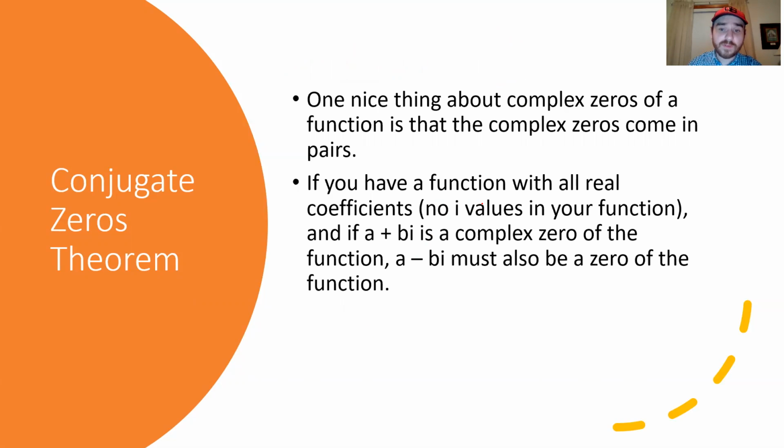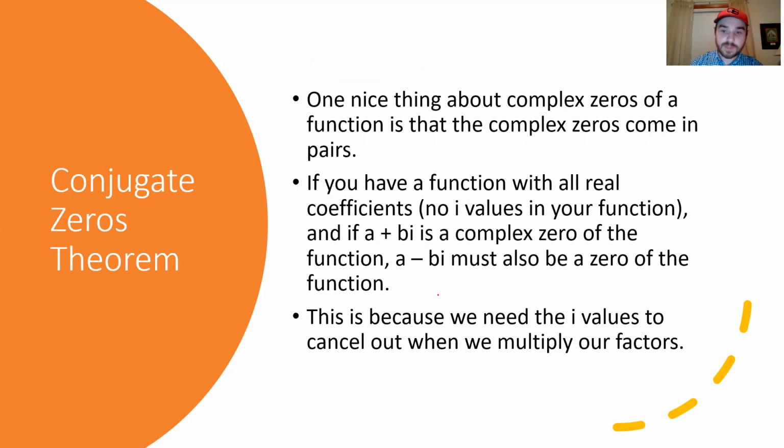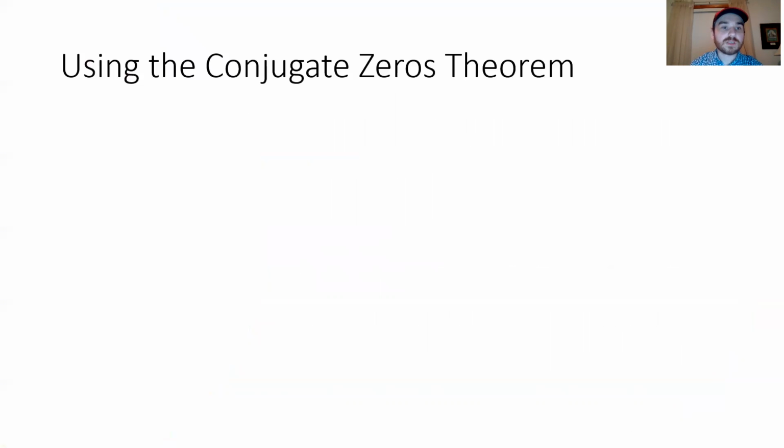So if you have a function with all real coefficients, no i values in your function, and if a plus bi is a complex zero of the function, a minus bi must also be a zero of the function. So basically, this is because we need to cancel out the i values. If you leave i values in your actual equation, you're going to end up with i's in your coefficients, and we don't want that. So using the conjugate zeros theorem is probably best done through an example.